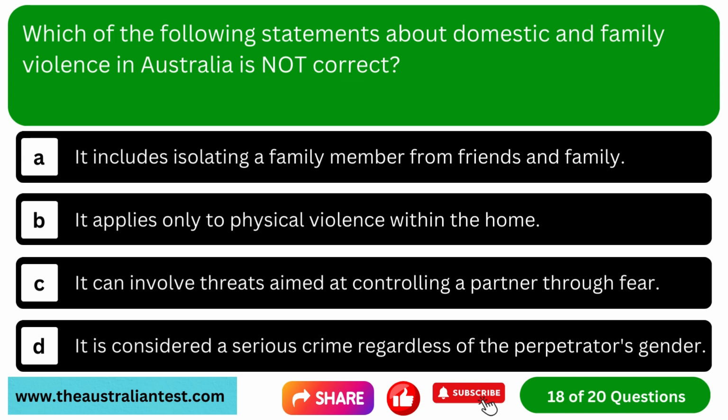Question 18. Which of the following statements about domestic and family violence in Australia is not correct? Option A, it includes isolating family member from friends and family. Option B, it applies only to physical violence within the home. Option C, it can involve threats aimed at controlling a partner through fear. Option D, it is considered a serious crime regardless of the perpetrator's gender.